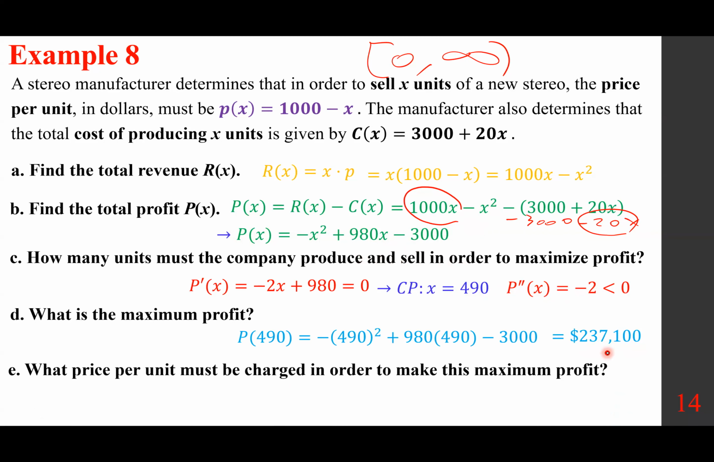What price per unit must be charged in order to make this maximum profit? Here's the price. Here's the x. 1,000 minus x, 1,000 minus 490, which makes it $510.